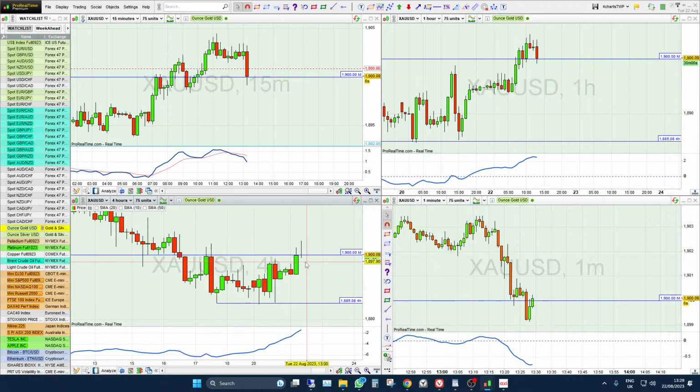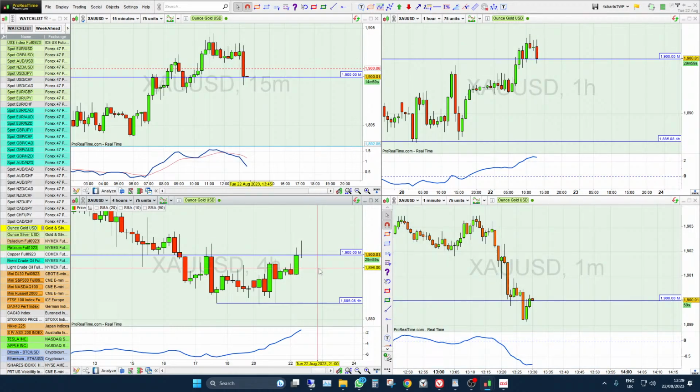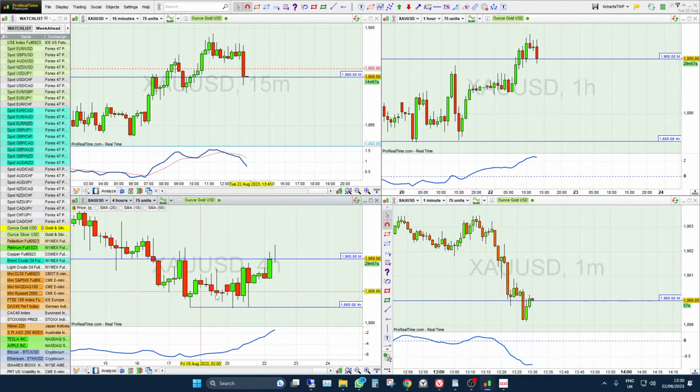So although it is failing at the moment, I think with the bullish MACD, it's going to carry on up. It might come down a bit and then carry on up, but I think it's trying to turn. To me, the 4 hour on gold looks like it's turning around.